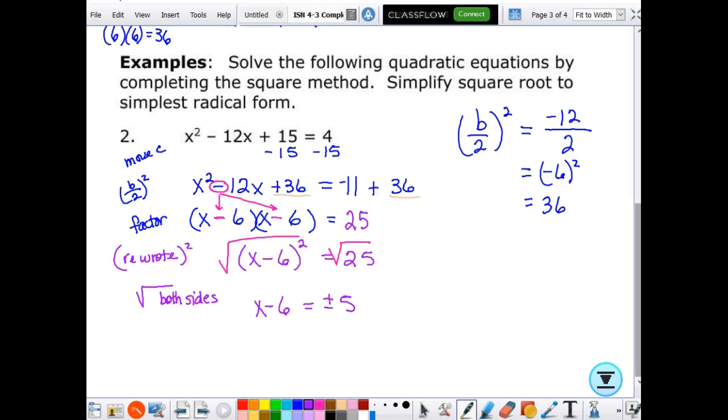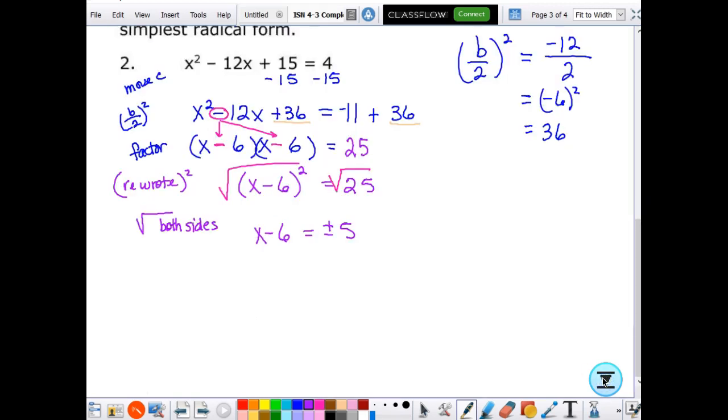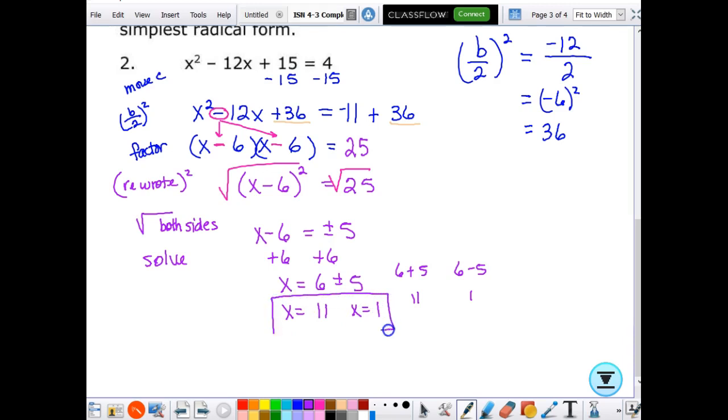All right, let's see here, trying to move this down a little bit. We're almost done. So we add 6 to both sides. Now we just finish out our solving. 6 plus or minus 5. So 6 plus 5 is 11, and 6 minus 5 is 1. So x equals 11, x equals 1. That's where the parabola is crossing the x-axis, at 11 and 1.